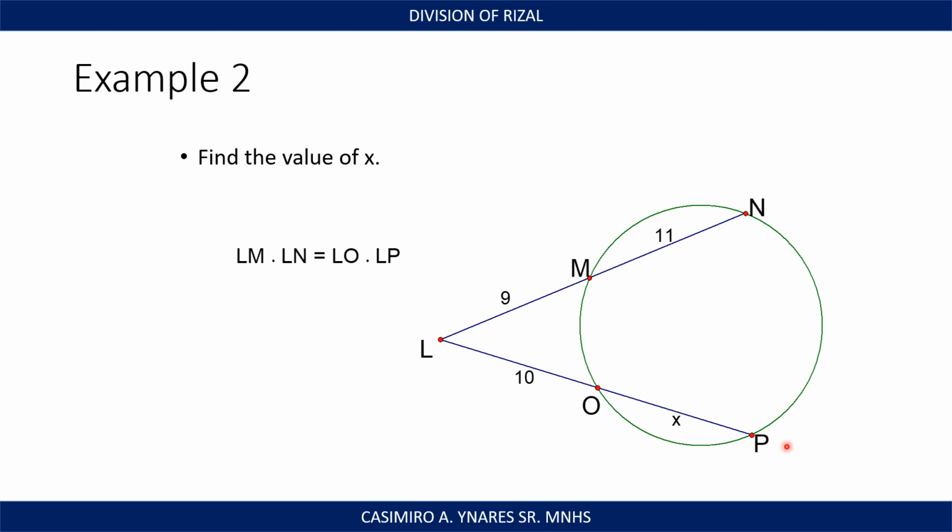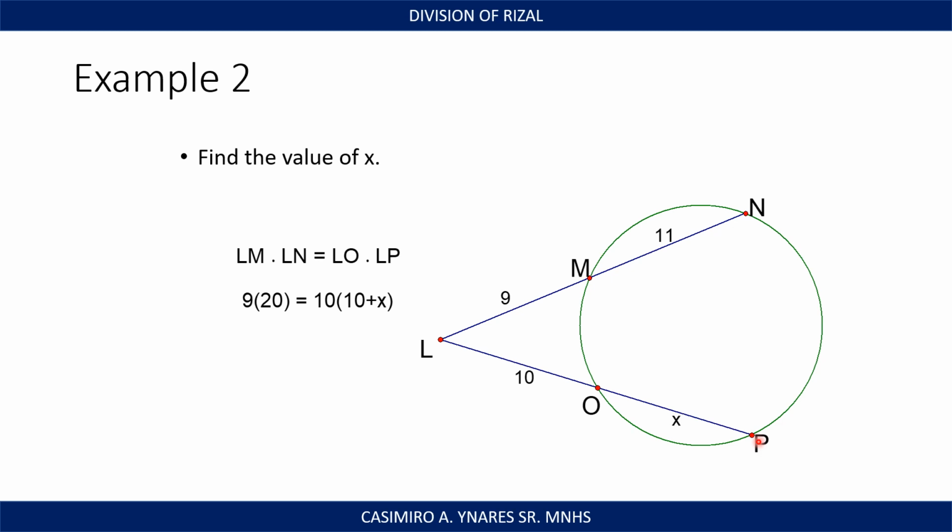Okay? So, identify na natin what is LM and what is LN. Ang LM natin is 9 at ang LN natin is 20. Ma'am, paano naging 20? Kasi 9 plus 11, 20 yung kabuuan ng secant na ito. Next, how about LO? Ang LO natin is 10. How about your LP? Yung kabuuan. So, 10 plus x. Okay? So, ito yung kabuuan ng secant natin.